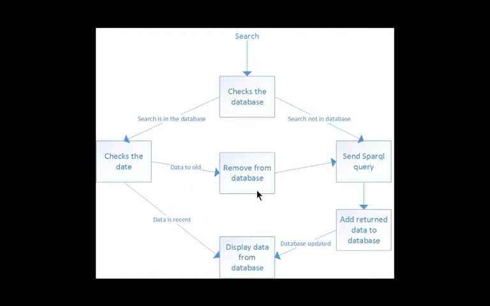If the data is too old, it's then removed from the database, and a SPARQL query is then sent to DBpedia again, and the results returned are added to the database, then displayed for the user. If the data is up to date, it's displayed for the user instantly. I designed my web application like this because it reduces the number of network calls, and it makes sure the user always has up-to-date information. So let's have a look at this working.